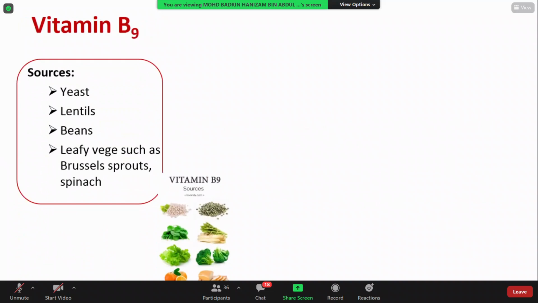You can get vitamin B9 from yeast, lentils, beans, leafy vegetables such as Brussels sprouts and spinach. We don't see Brussels sprouts being used quite often in our country, Malaysia, and the rest of the Southeast Asian region. For people in the European continent and America, they used to eat Brussels sprouts, but not for us. So maybe you can cancel this out because it's not very common to be found in our country.